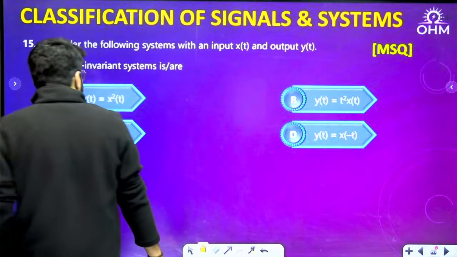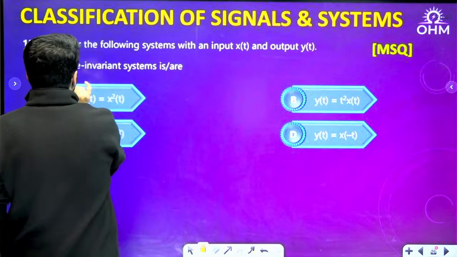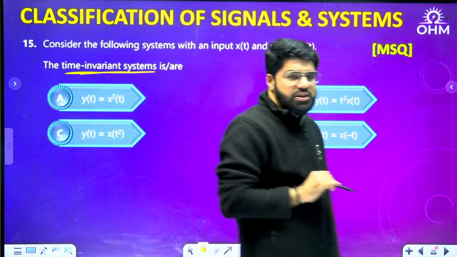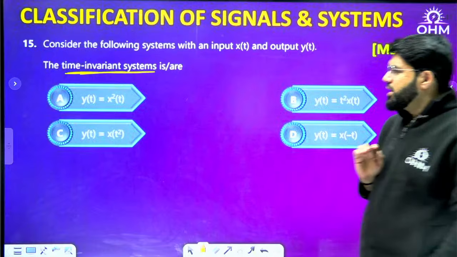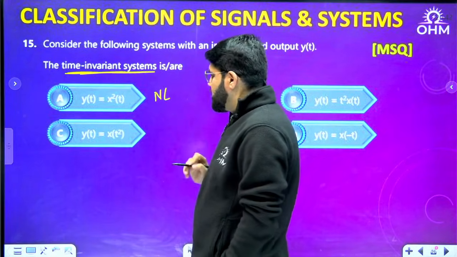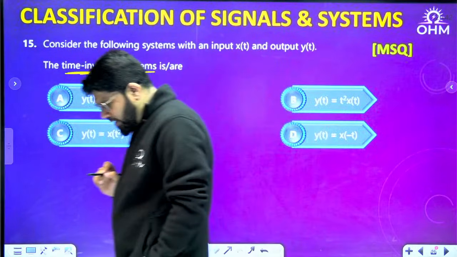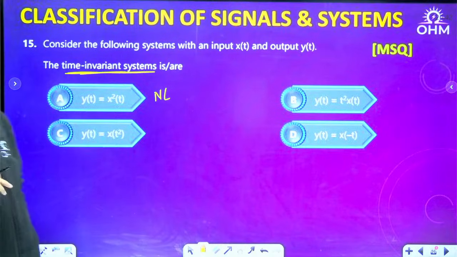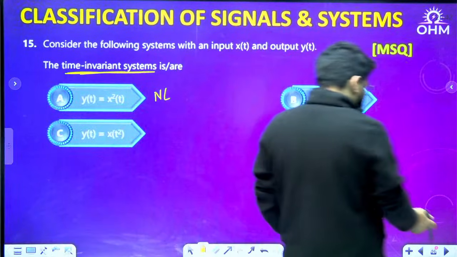Now see, here, again an MSQ question: which of the systems is or are time invariant? That we have to check here. See, this is definitely non-linear. Square, non-linear. But does that x square have anything to do with time invariance or not? Let us just go through the definition first.